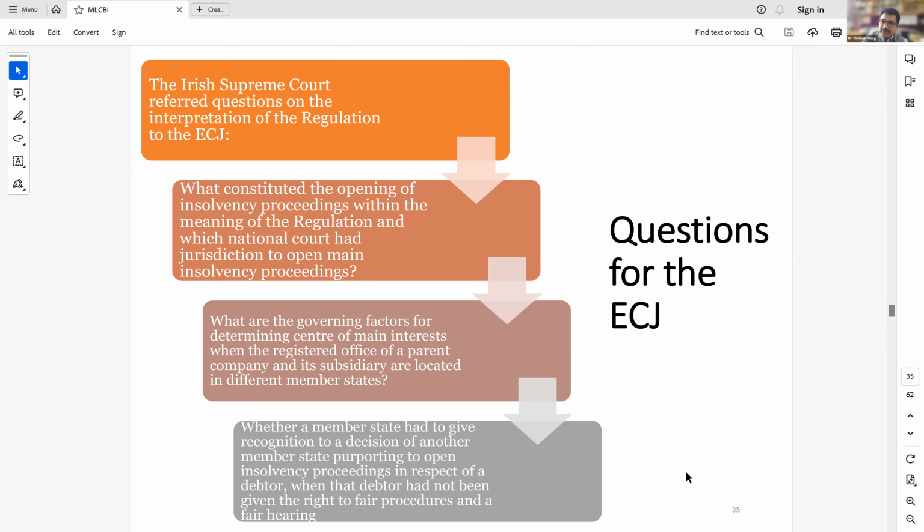And secondly, as far as the COMI, the place of COMI being considered as the registered office, whether it can be rebutted, this could be rebutted only on very strong factors. However, in these circumstances, there are no grounds to rebut the presumption that COMI will be at the place of registered office. So the ECJ gave a decision that Ireland is the place of COMI and the proceedings should continue in Ireland only, and Italy should not continue with the parallel insolvency proceedings.